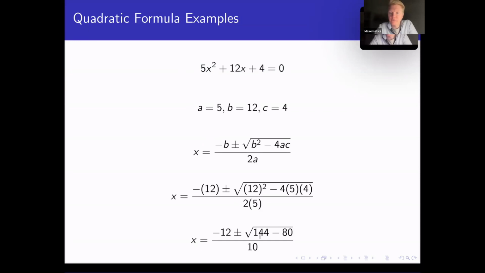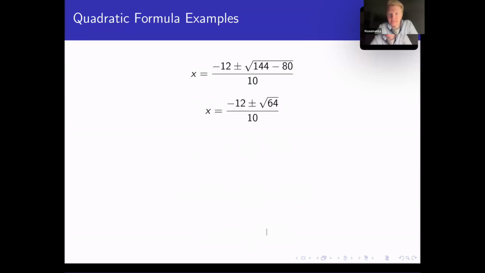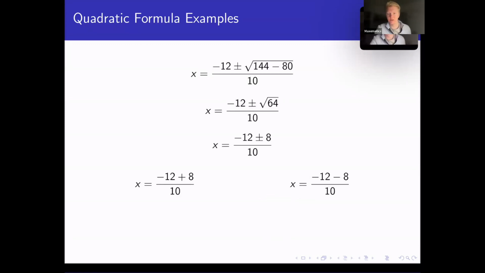12 squared is 144. 4 times 5 times 4 is 80. 144 minus 80 is 64. The square root of 64 is 8. -12 plus or minus 8 becomes negative 12 plus 8 over 10, and negative 12 minus 8 over 10. And we again get two solutions.